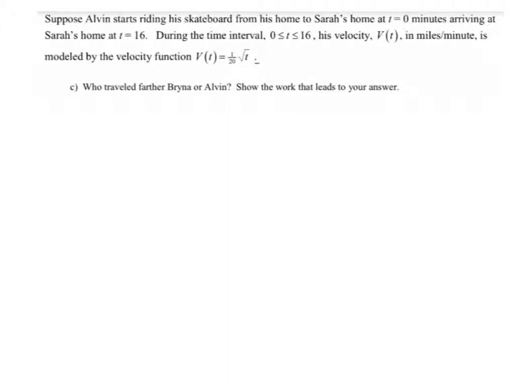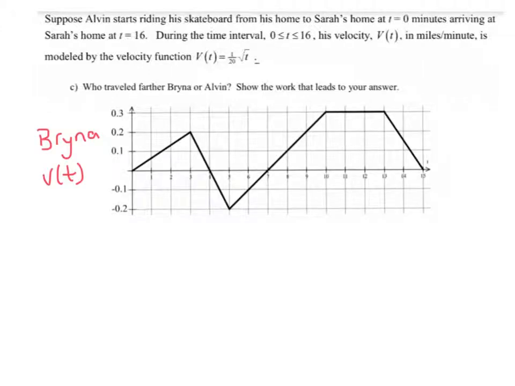Okay, so who traveled farther is talking about their total travel, so their total distance. So I have to look first at Brina and find out her total distance from the graph, and then at Alvin and find out his total distance given the velocity function that I'm given there. All right, so let's first of all look at her graph. For Brina, my total distance is the integral from a to b of the absolute value of the velocity function. So this is the velocity function. If I want the integral of it, I'm going to find the area under the curve.